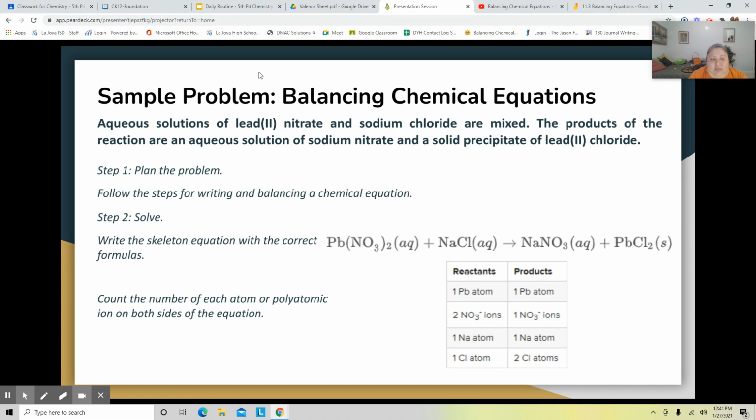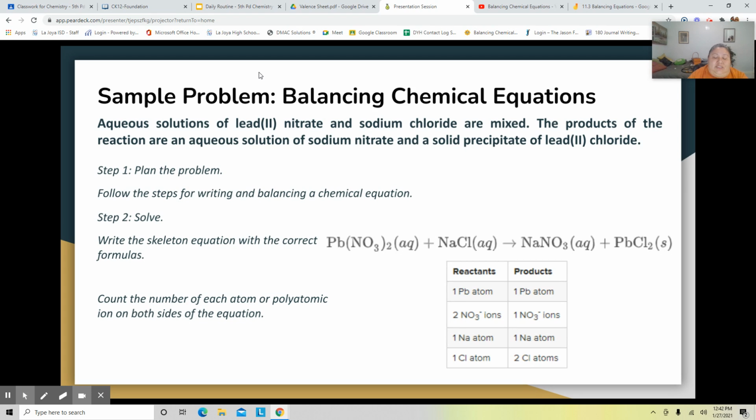And here, they tell you, step 1 is always plan your problem. What do you know? What don't you know? Follow the steps for writing and balancing a chemical equation. Step 2, solve. Write the skeleton equation with the correct formula, and then count the number of each atom or polyatomic ion on both sides of the equation. Now, yesterday we did not practice writing chemical equations. We talked about it, but we did not practice it.